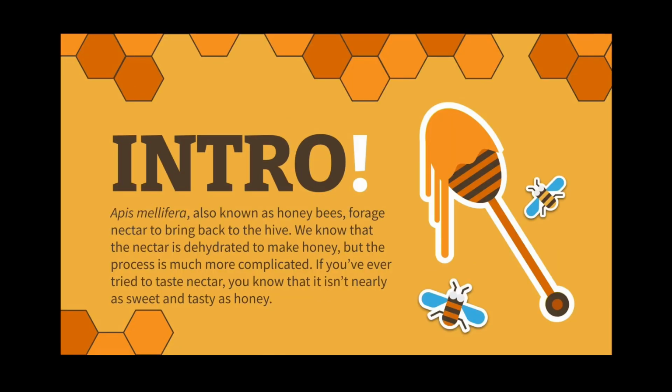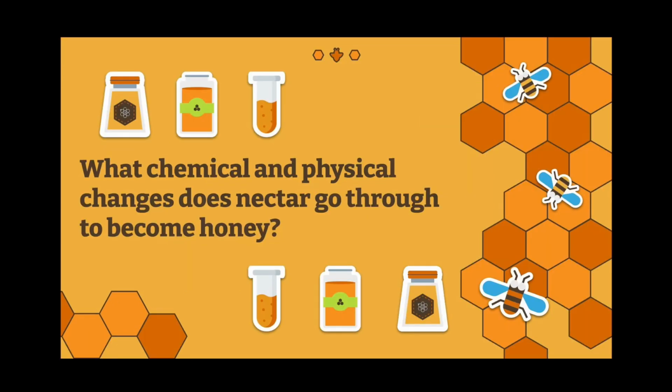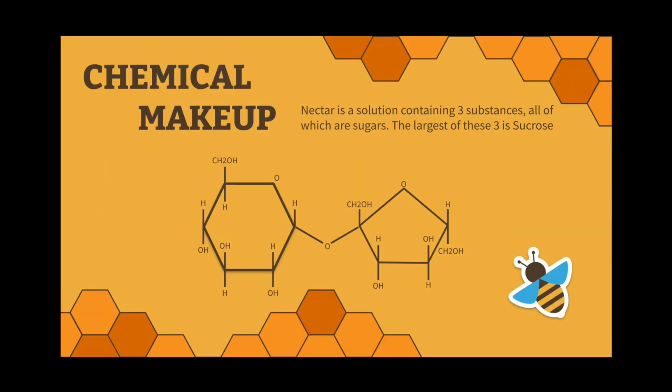Apis mellifera, also known as honeybees, forage nectar to bring back to the hive. We know that the nectar is dehydrated to make honey, but the process is much more complicated. If you have ever tried to taste nectar, you know that it isn't nearly as sweet and tasty as honey. So, what chemical and physical changes does nectar go through to become honey?